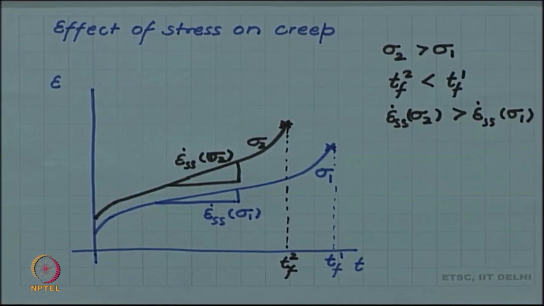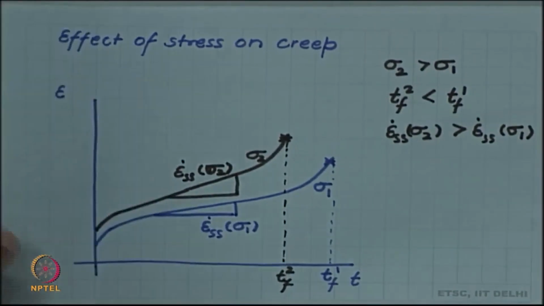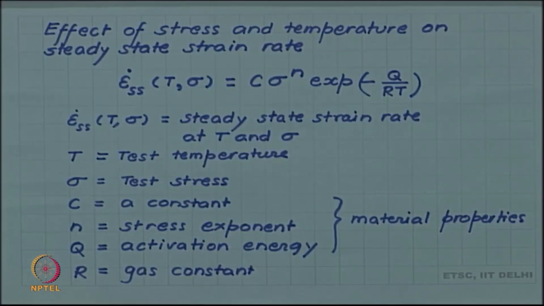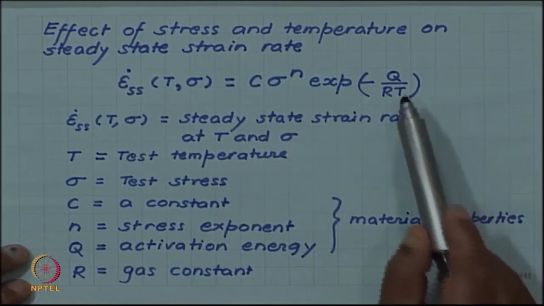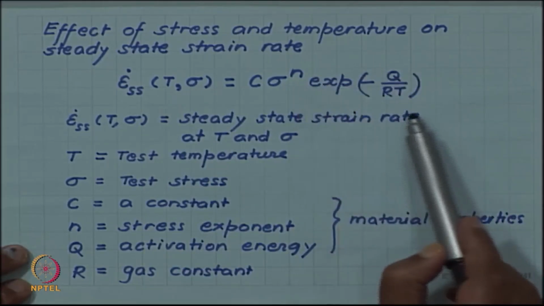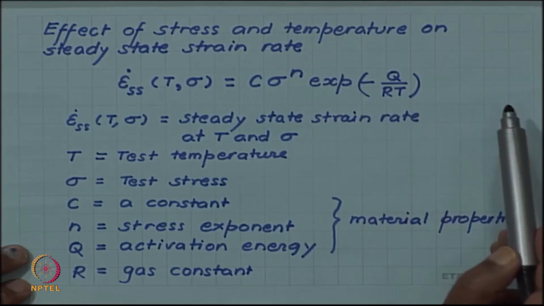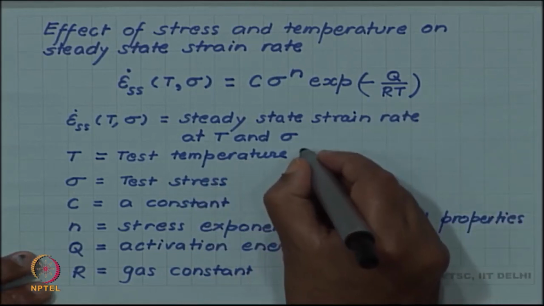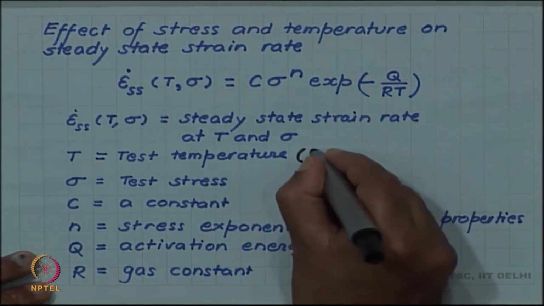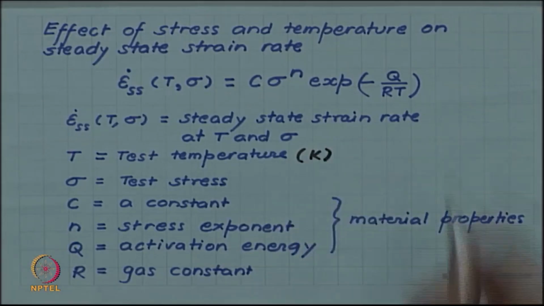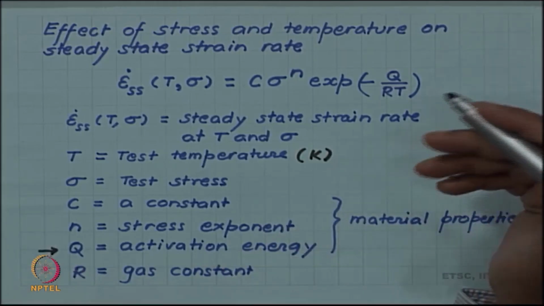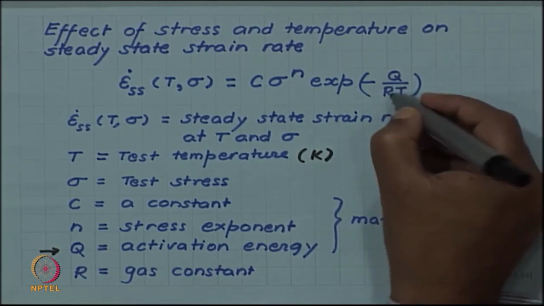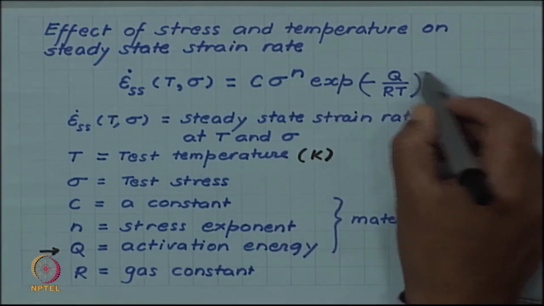This stress dependence and the temperature dependence can be given as an equation. So, here is the equation: steady state strain rate depends on the stress and temperature. The temperature dependence is the familiar exponential dependence. You can see here exponential minus Q by RT, where T is the test temperature in Kelvin. Of course, in these equations it is always in Kelvin. Q is the activation energy. So, this will be the activation energy for creep, and R is the gas constant. So, exponential dependence on temperature.